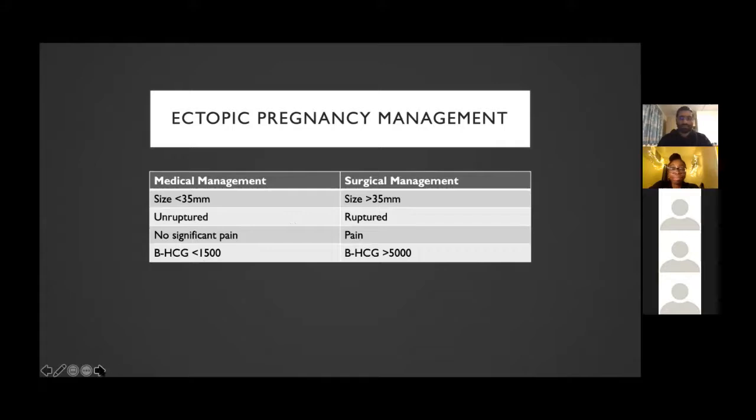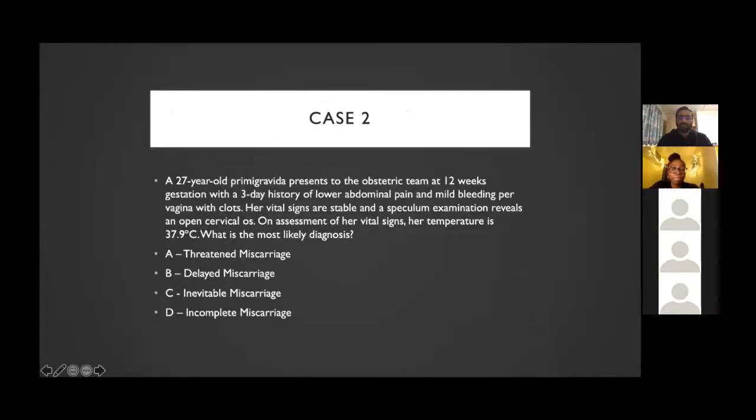No? Okay. So case 2, it's a 27-year-old woman who presents to the obstetric team at 12 weeks with a 3-day history of lower abdominal pain and mild bleeding from her vagina with clots. Her vital signs are stable and a speculum reveals an open cervical os. On assessment of her vital signs, her temperature is noted to be 37.9 degrees. What's the most likely diagnosis? A, a threatened miscarriage, B, a delayed miscarriage, C, an inevitable miscarriage, or D, an incomplete miscarriage?